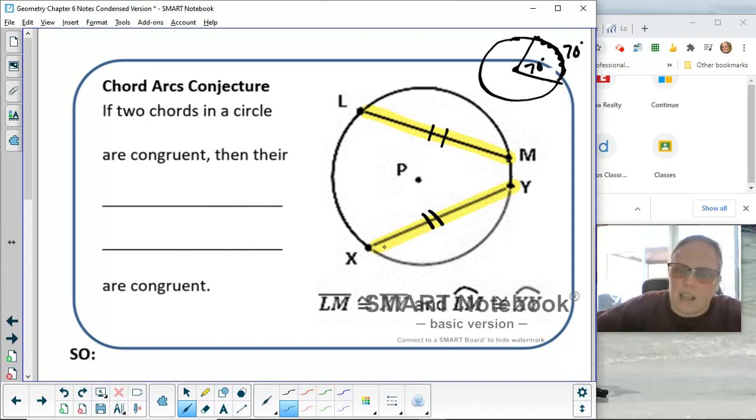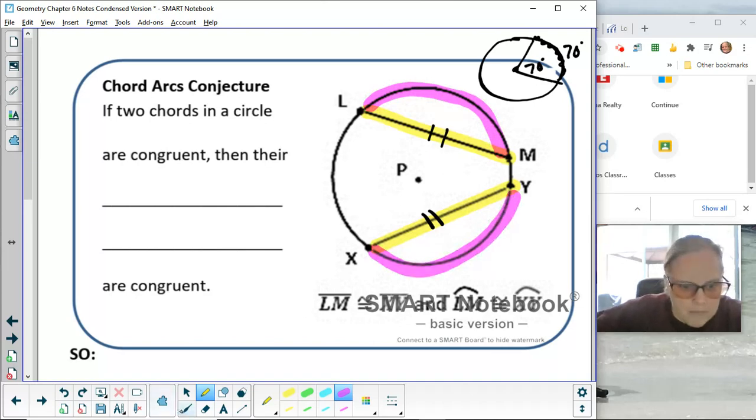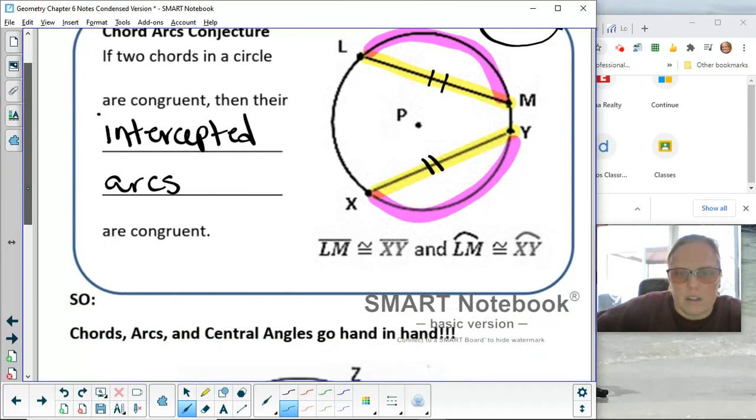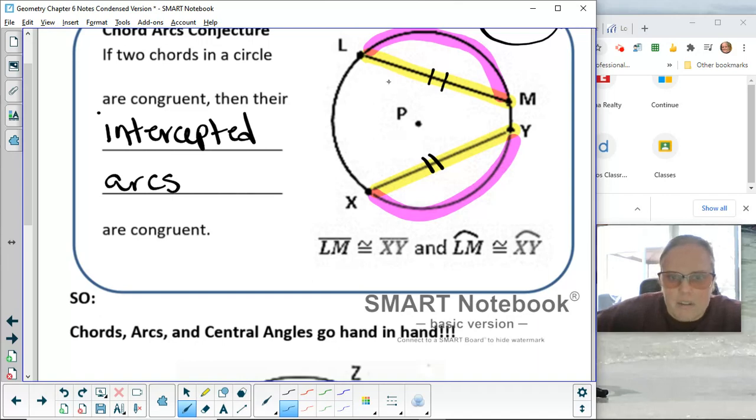So if my chords are the same, the central angles would also be the same, which means that the intercepted arcs will also be congruent. So this arc, LM, would be the same size as this arc, XY. So their intercepted arcs are congruent. And here you can see the statement there. LM, the yellow segment, is congruent to XY, the other yellow segment, or the chord, I should say. Then the arc LM, pink here, is congruent to the arc XY in pink here.